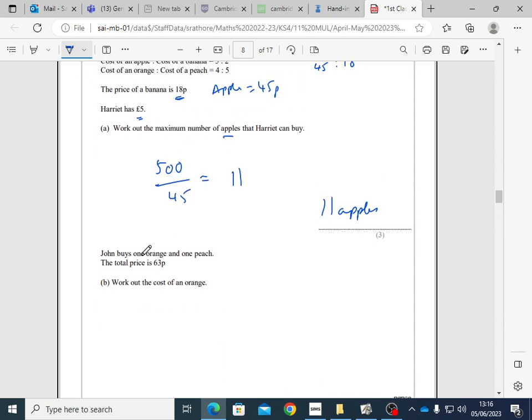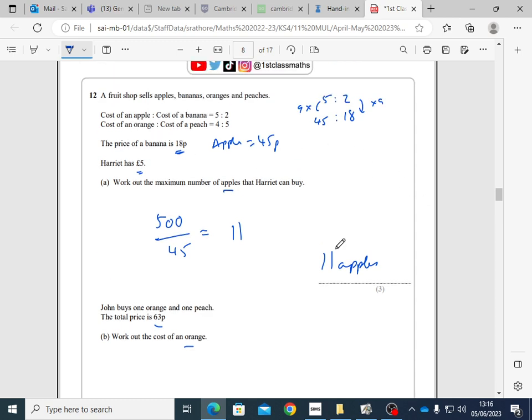Right, okay. John buys 1 orange and 1 peach, and the total price is 67p. That's a tricky one. Work out the cost of the orange. Now, before we do this, say orange is 4 and peach is 5. What's the total here? If we did it in pennies, that'd be 9. Now their total cost is 63. So what do I times 9 to give me 63? 7. So if I multiply each of these by 7, you get 7, 14, 21, 28 and 35.